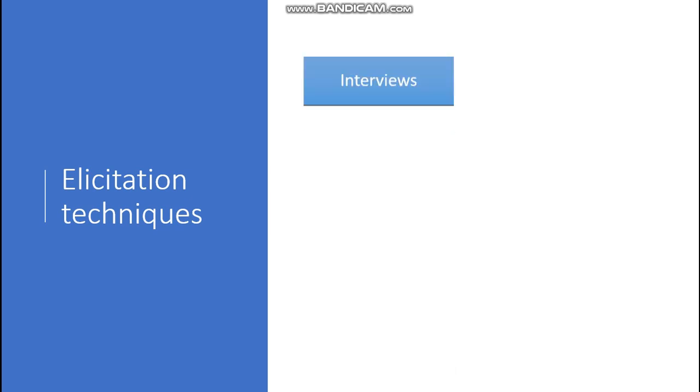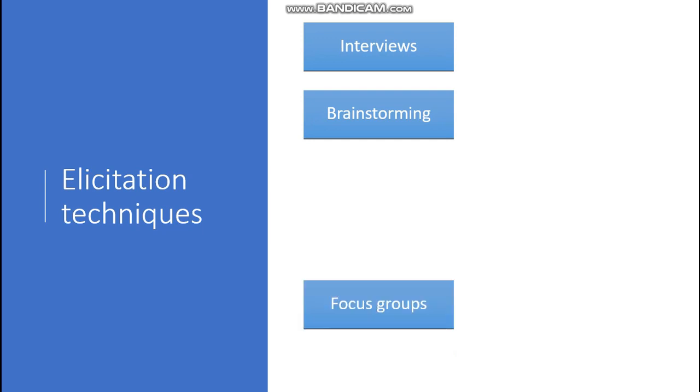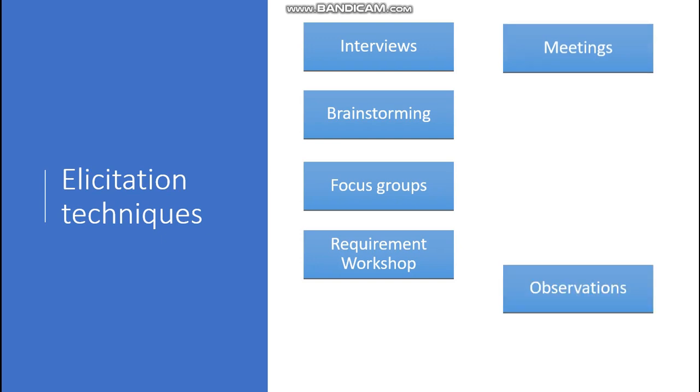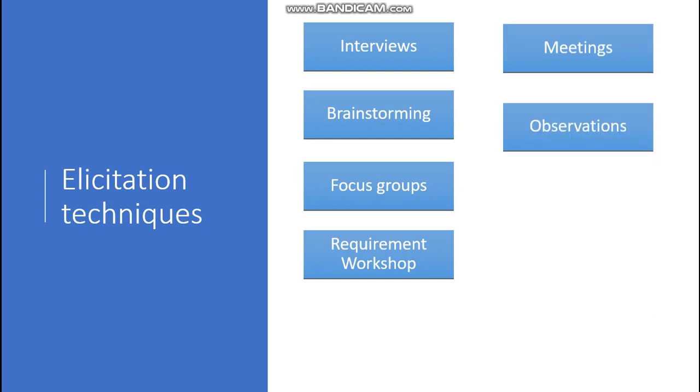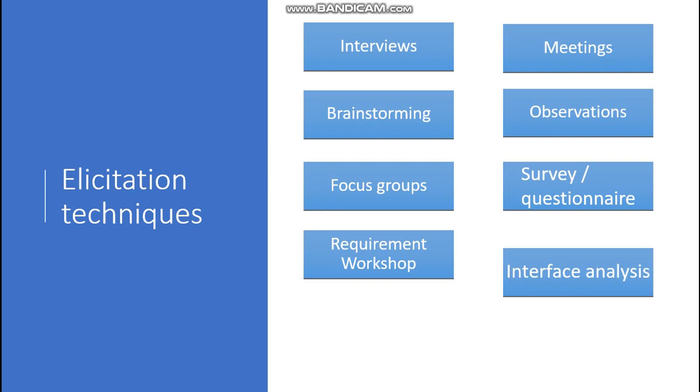The most effective is an interview. We can have a one-on-one discussion with the stakeholders. Group meetings, we can have meetings with different stakeholders. We can brainstorm about the ideas. We can have observations, what others are doing. We can have focus groups, which are dedicated groups for a specific domain.